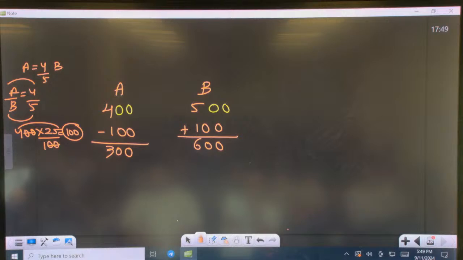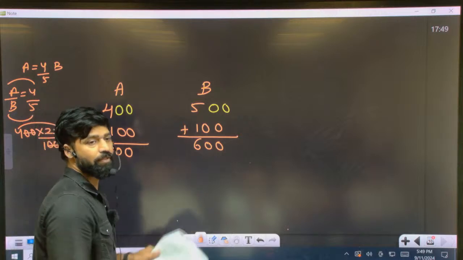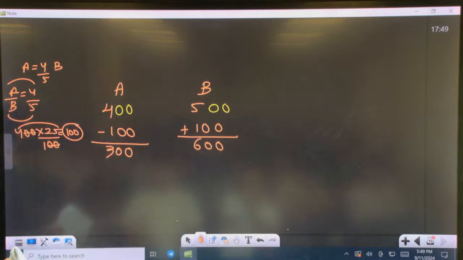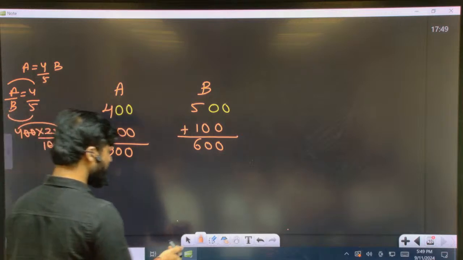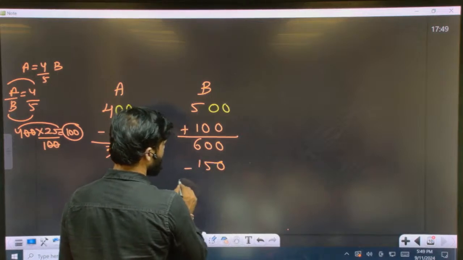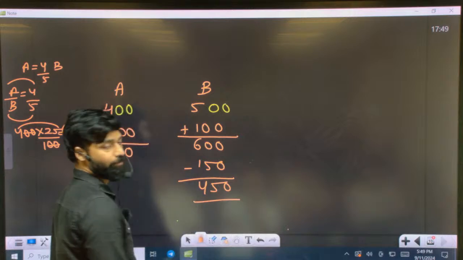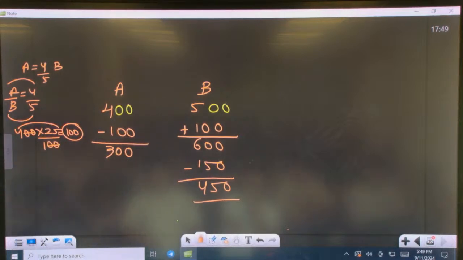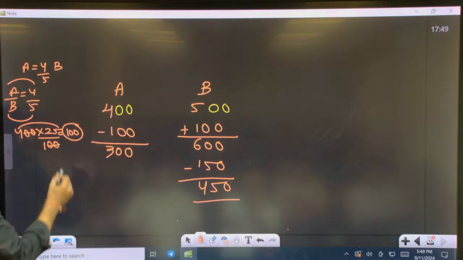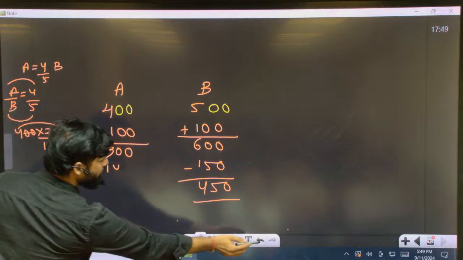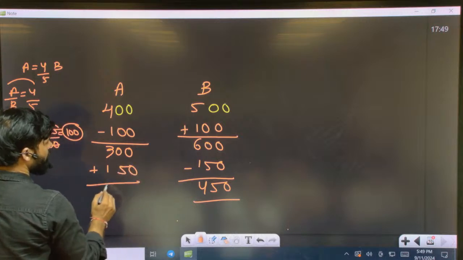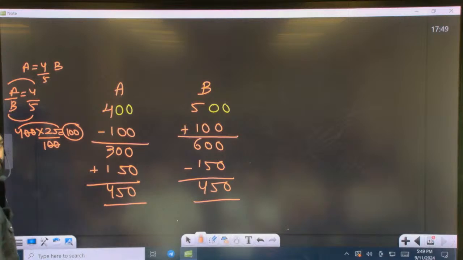Again there is a transfer. Now 25% of the books from B. So we have to find out the 25% of 600, which is 150. So now B has 450 books, and the 150 were transferred to A. So we have to add these books to A. Now A has 450 units of books and B has the same number. So on both the shelves, there are 450 units and 450 units.